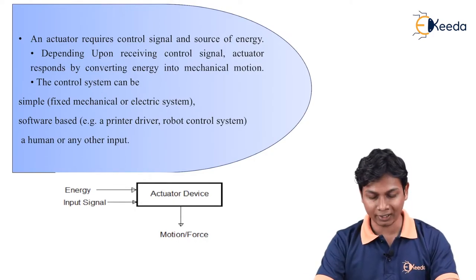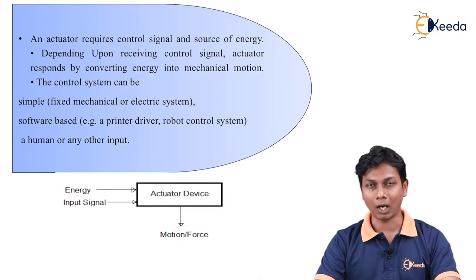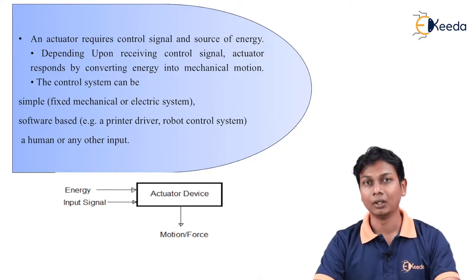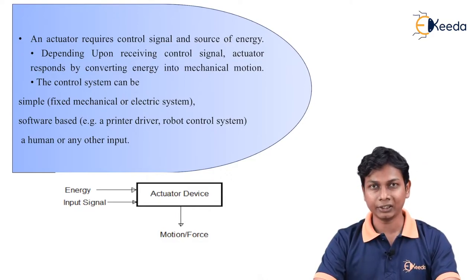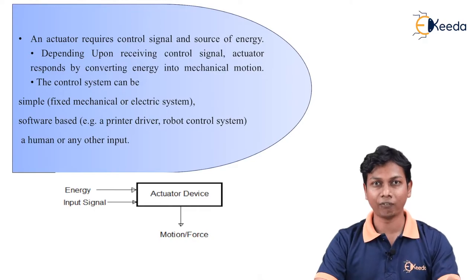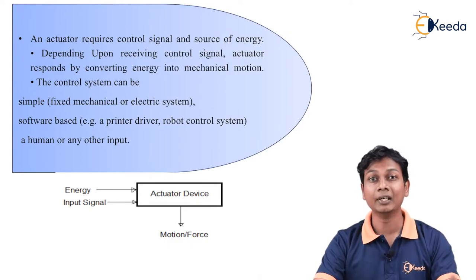Here is a simple block diagram of an actuator, where energy and the input signal are applied at the same time to the actuator, and the output of the actuator is a motion, or it can be force. Again, I am repeating that the energy can be electrical, liquid or air, and that can be considered as an input to the actuator, and the output is force or motion. The motion can be linear, angular, or circular.